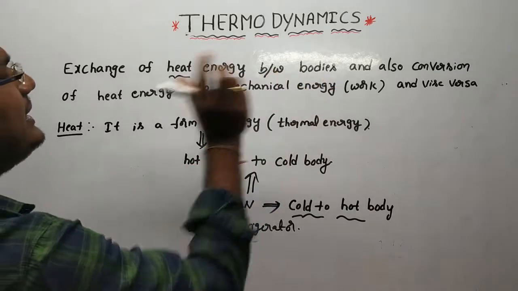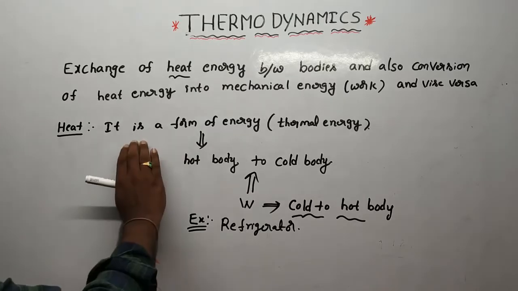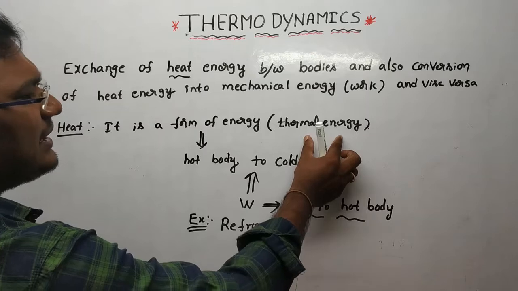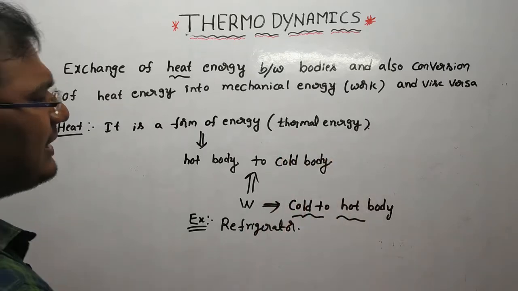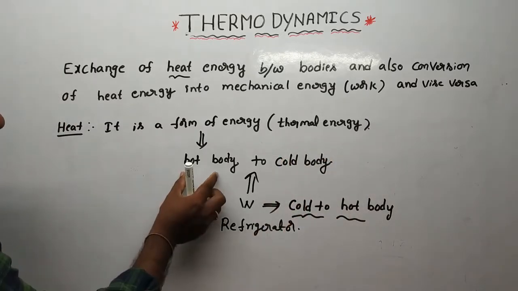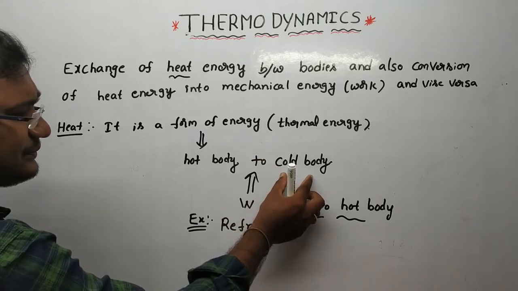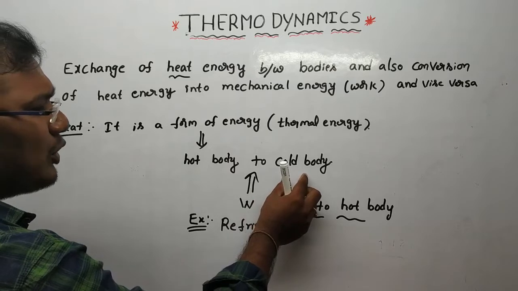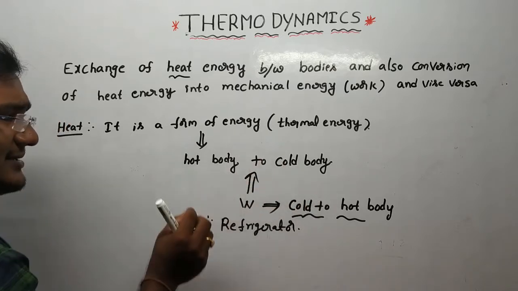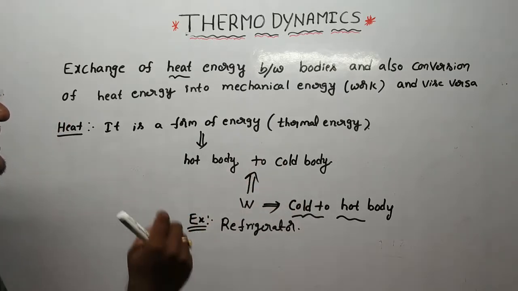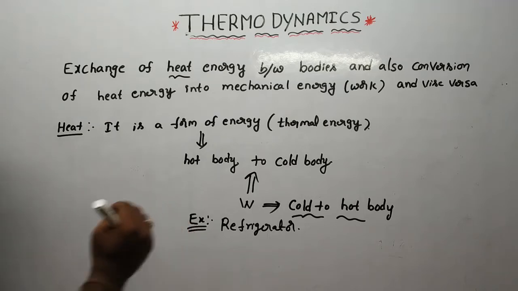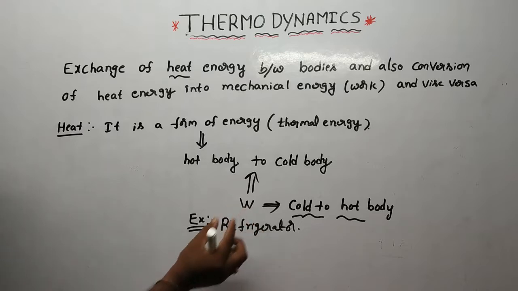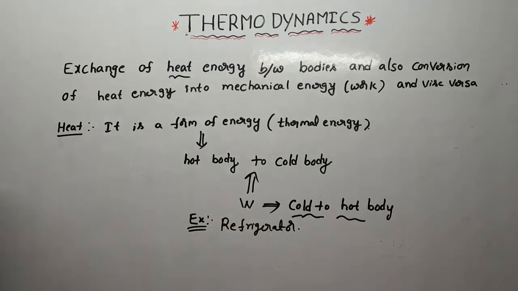What is heat? We all know that heat is a form of energy. That form is thermal energy. In nature, thermal energy is always transferred from a hot body to a cold body. But is there any possibility to transfer it from a cold body to a hot body? Yes, there is a possibility to transfer heat energy from a cold body to a hot body by doing some external work. Example, refrigerator.